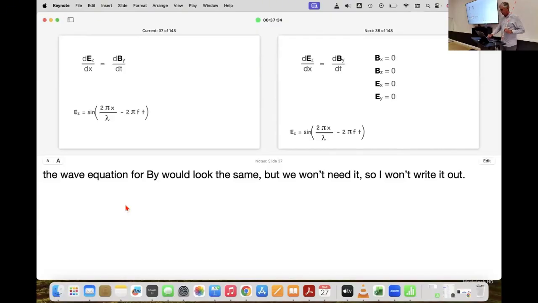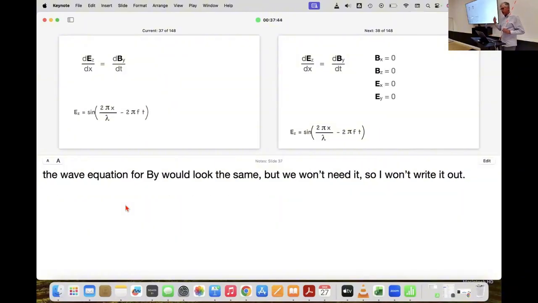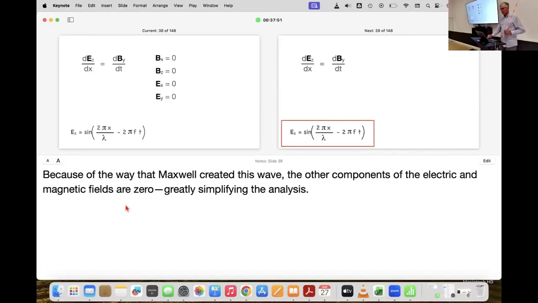And if you recall, the way we do that, let's see. Oh, yeah, let's not take the derivative just yet, but we will. We're going to use this equation and take the derivative of it. But before we do that, just a couple of points. Because of the way Maxwell created this wave, it's a plane wave, single frequency going in one dimension. All of these other values are zero. So that's why we get to simplify things.